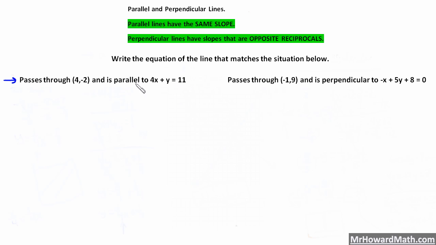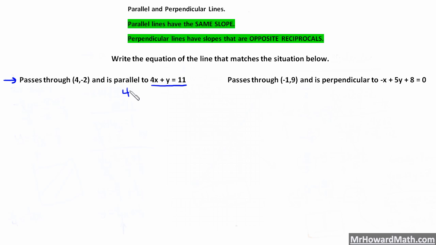Alright, so we need to be parallel to this line. So what do we need to get out of this line to figure out what needs to happen with our line to be parallel to this? Well, what is the key? What is the key to parallel and perpendicular lines? It's the slope. It's always the slope. So let's get the slope out of this line.